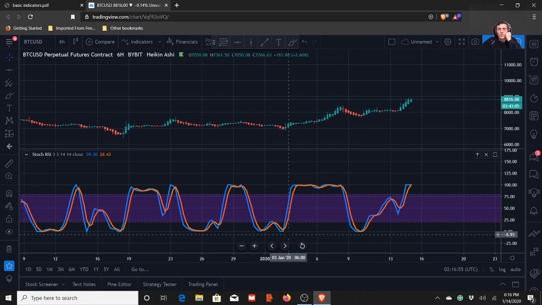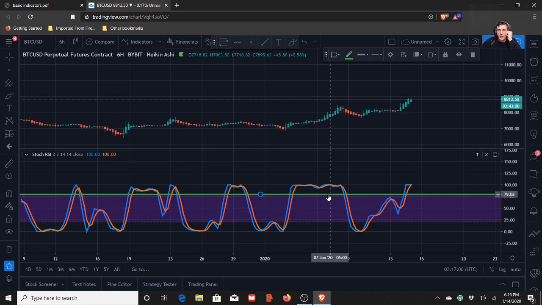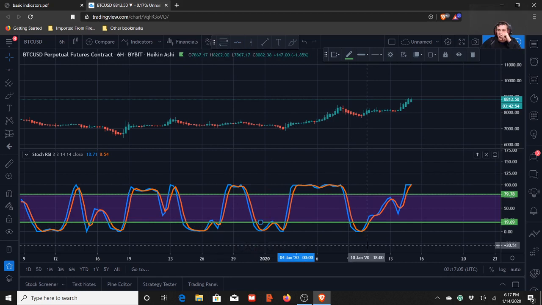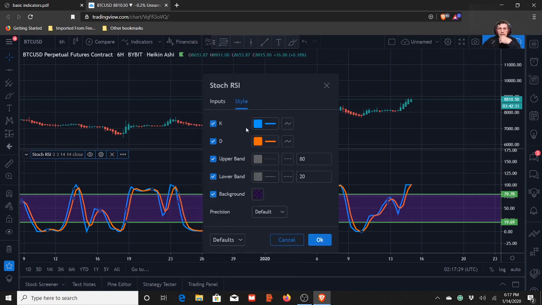So, same type of thing. You have your 80 and your 20. Now, this is 10 different than the regular RSI. RSI is 70 and 30. This is 80 and 20. And notice that when your blue is over your orange, which, if you don't know which line is which, one's K and one's D, all you got to do is click on it, go to your settings, and right there your K is your blue and your D is your orange.